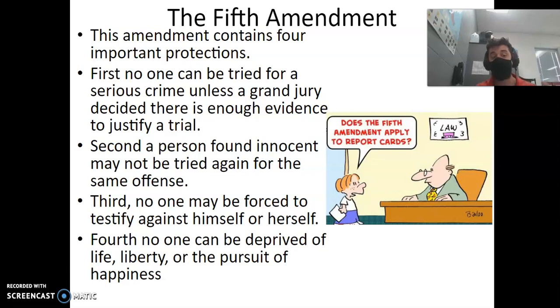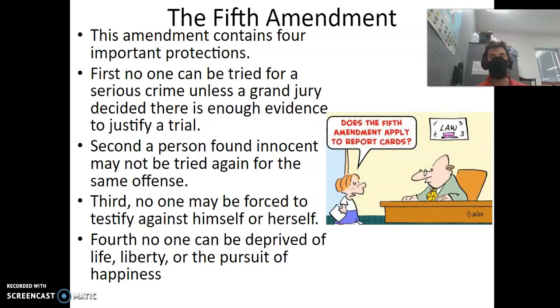Second, a person found innocent may not be tried again for the same offense. So they call that double jeopardy. So if I'm an axe murderer, and somehow I defend myself in a court of law, and I get off, I've been declared not guilty, and I, in theory, cannot be tried again for the same crime.